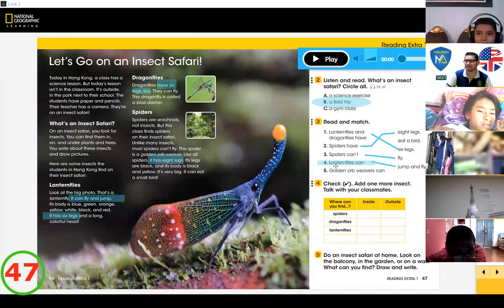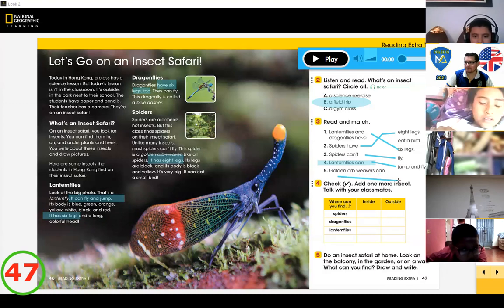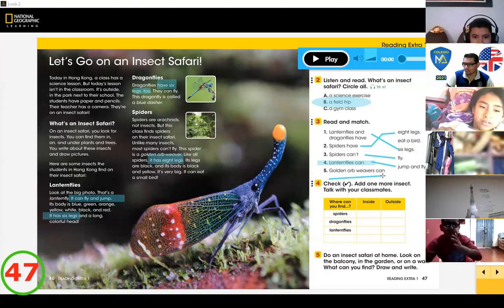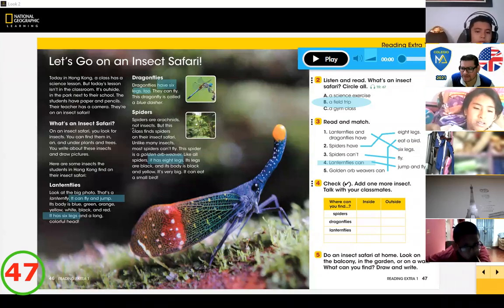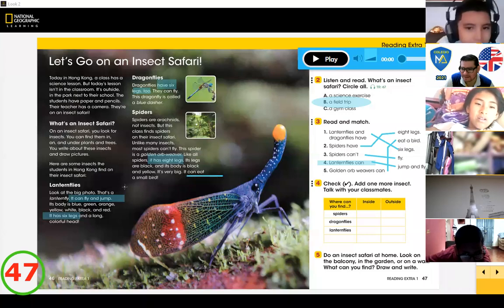The last one. Golden orb weavers can eat a bird. Right? Yes, that's correct. And where do you have this information? You have this information on this. Profesor, es insecto, yo lo encontré. A small bird. Yes, that's right.